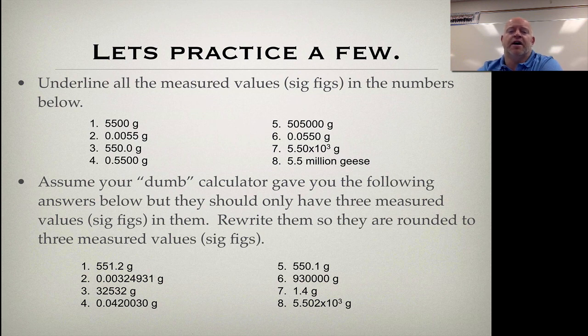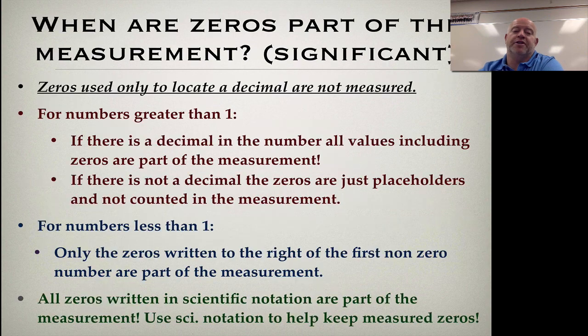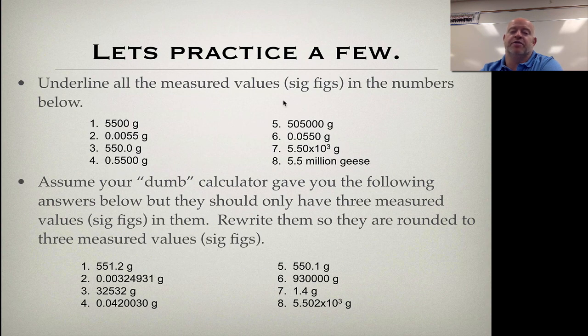We're going to do some practice here. We're going to start off with underlining the measured values. You'll notice there's a bunch of 5s and a bunch of zeros here. Hopefully, you'll underline all the 5s because if it's not a 0, it's part of the measurement always. And then the real goal here is that some of these zeros are part of the measurement, some of them are not. So go back to our rules and apply them to figure out if these zeros are part of the measurement or not.